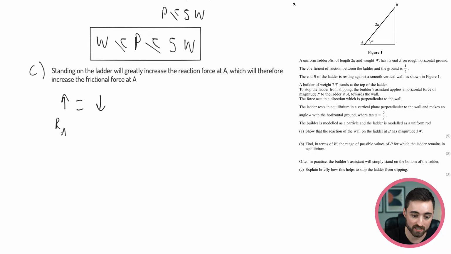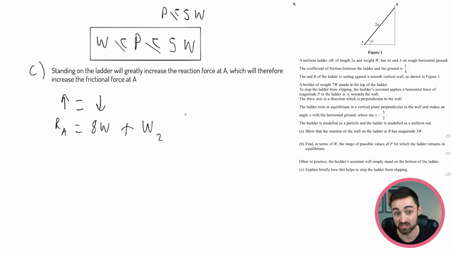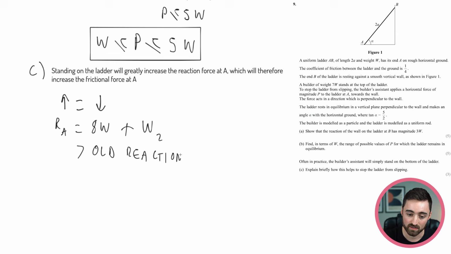So the reaction force at A is now equal to the 8W from before, plus, let's call this W2, where W2 is the weight of the other assistant. So it's obviously going to be much greater than the old reaction force. Therefore, the new friction is going to be much greater than the old friction, which is going to help to stop the guy from slipping.